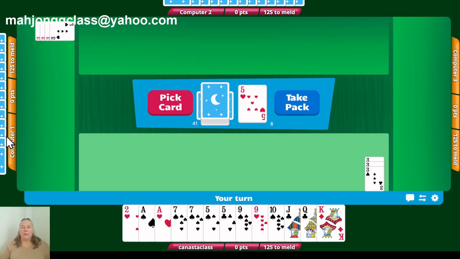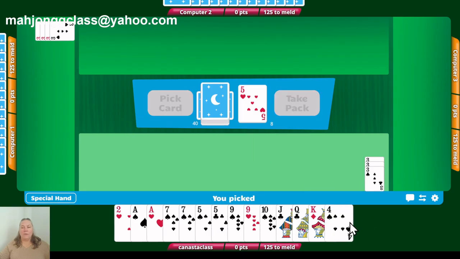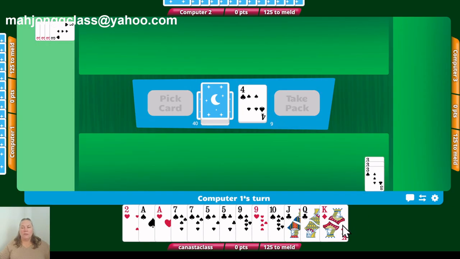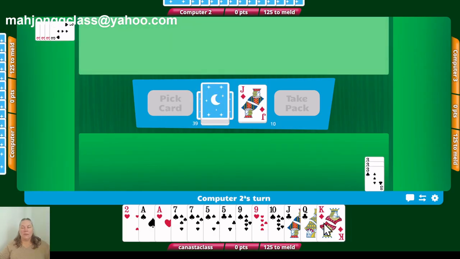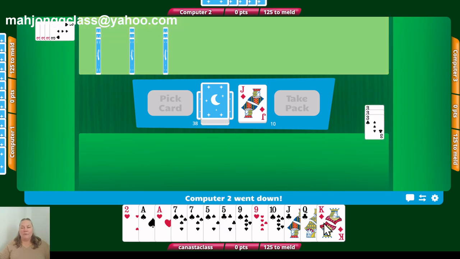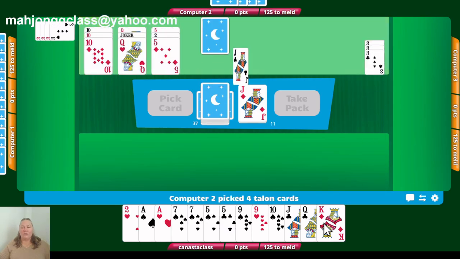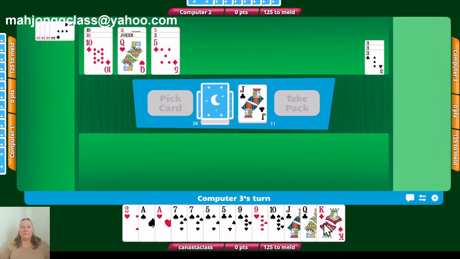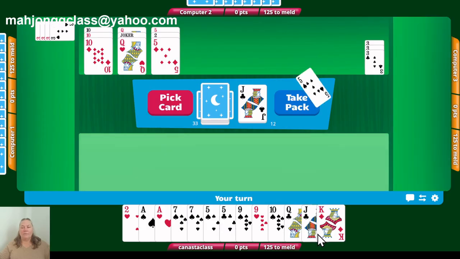My opponent to my left threw a king, so maybe that will be our next discard. So we'll leave that to the right and note that that might be a discard. My partner is opening, so I am no longer going for a special hand. And I threw a jack. I do have a pair of 5s, so I'm going to take the pack.